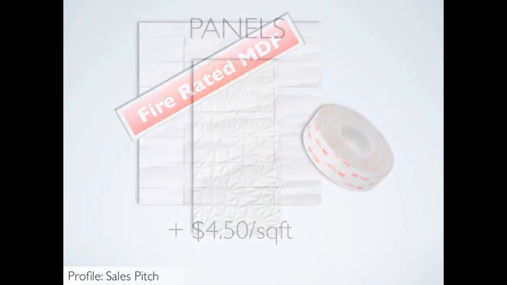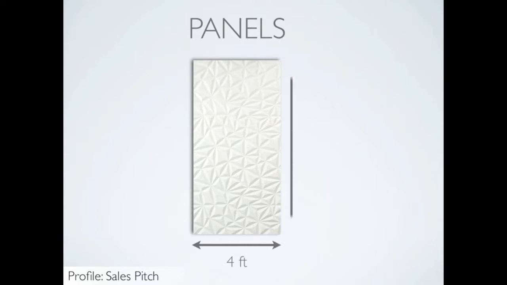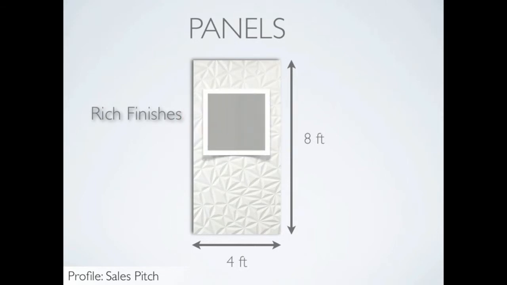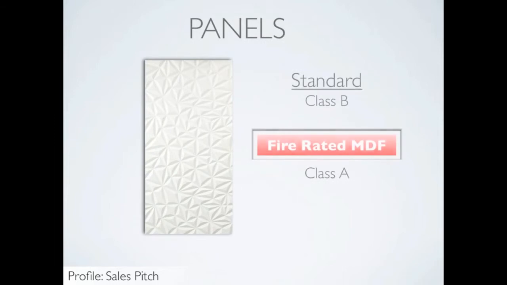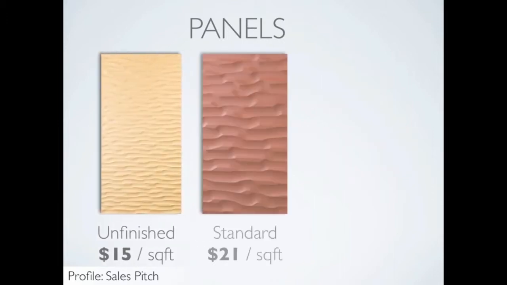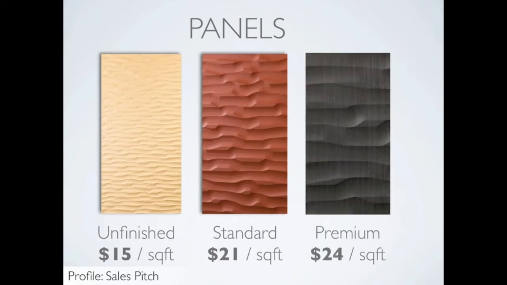Panels, our 4-foot by 8-foot solution, also looks absolutely stunning with and without lighting. These designs are also available with any of our standard finishes and carry the same fire rating, Class B, the standard specification, and Class A for the fire rated MDF, as our tile product. Panels start at $15 per square foot for unfinished panels and $21 per square foot for the finished panels. Premium finishes cost $24 per square foot.